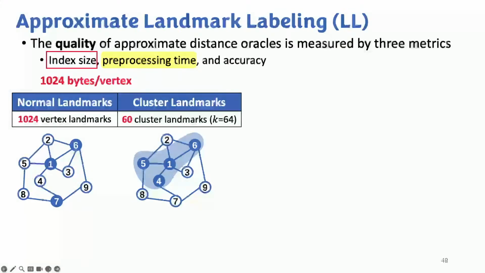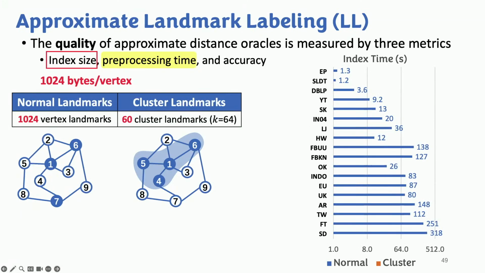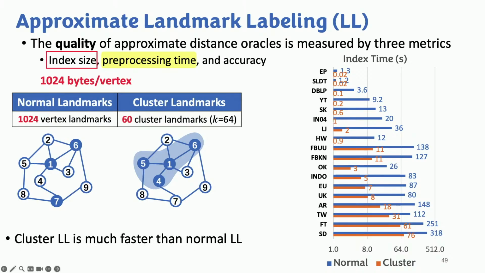Let's first compare the pre-processing time. Each bar represents a graph, and the width of the bar represents the running time. Smaller is better. The blue bar represents the normal landmark labeling, and the orange bar represents the cluster landmark labeling. We can see that in all the cases, cluster landmark labeling is much faster than the normal landmark labeling. That is because running 60 cluster BFS is much faster than running about 1,000 single source BFS.